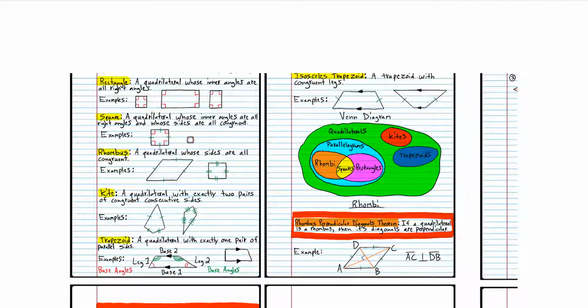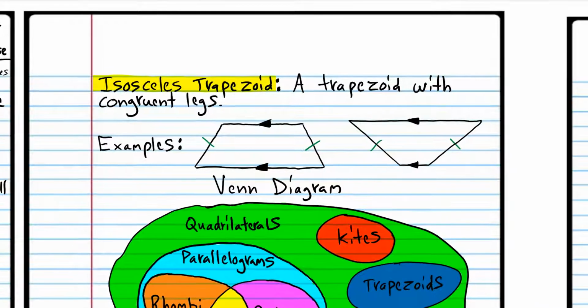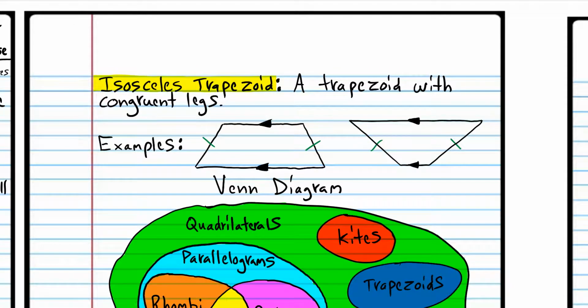Now there's a special type of trapezoid called an isosceles trapezoid. That's a trapezoid where the two legs are congruent. Not all sides, but the two legs are congruent.